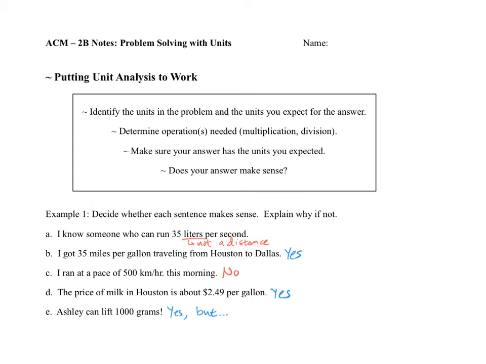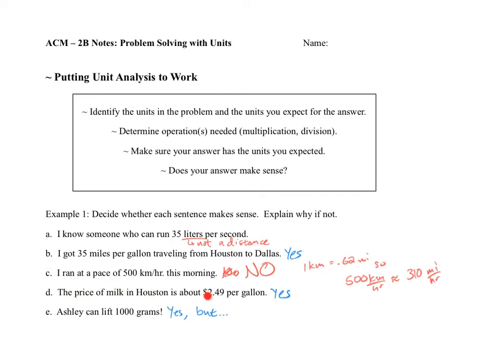Part C, I ran at a pace of 500 kilometers per hour this morning. No, in fact, I should have written that capitals N-O. No, that does not make any sense. So here's why. If you remember from the last lesson, 1 kilometer equals 0.62 miles. So 500 kilometers per hour is approximately 310 miles per hour. My car doesn't go that fast. Like planes go that fast. No, this makes no sense whatsoever because you are not running at 300 miles per hour.